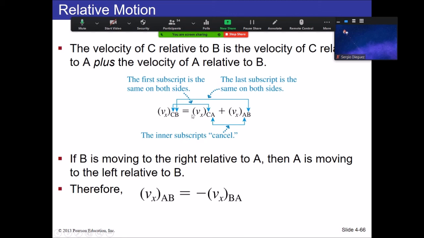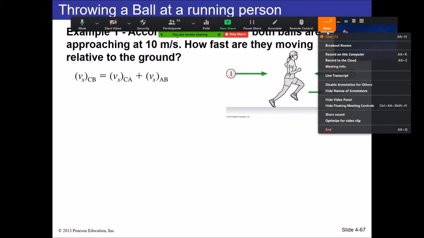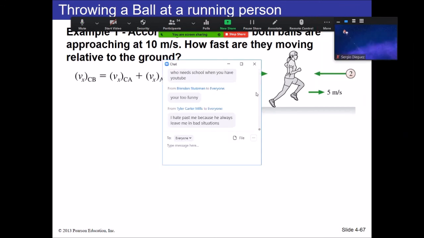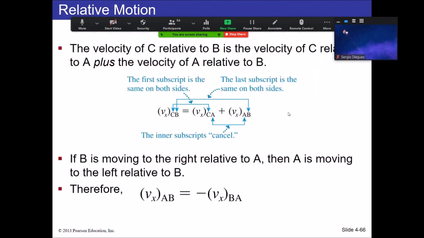You can kind of view the way the subscripts are written, you can view it in the way that they show here. Velocity of C relative to B, it makes sense that if you add these two together, you would get that, because what you're doing is just saying, what is AC? And then add that to what A is doing. And that's what B is going to see. That makes a lot of sense when you think about it that way. So that's pretty cool.